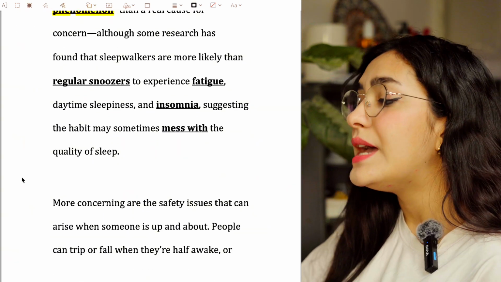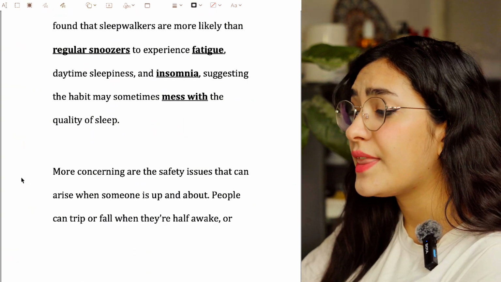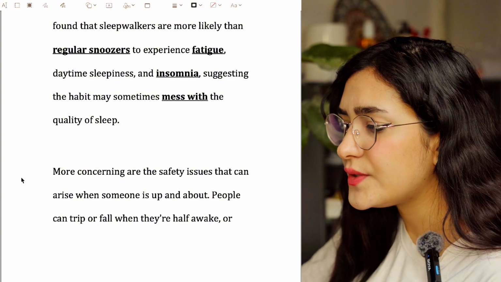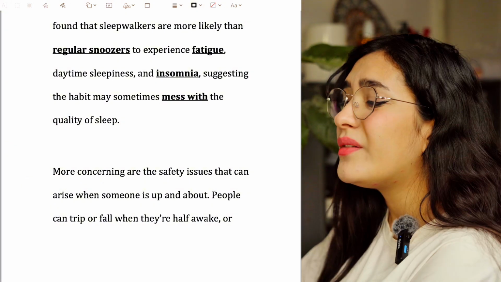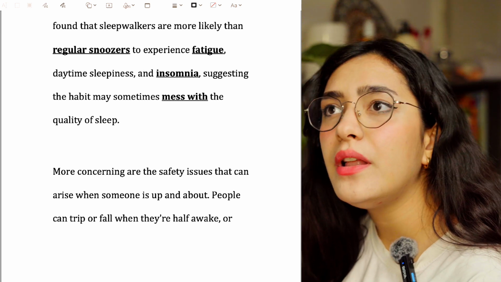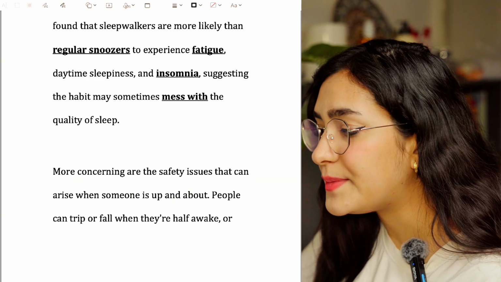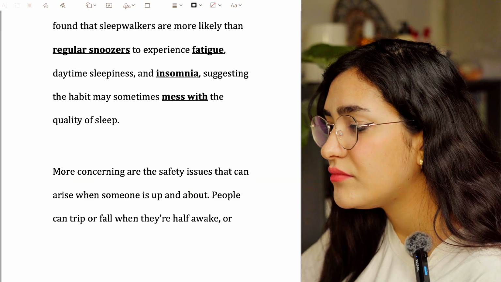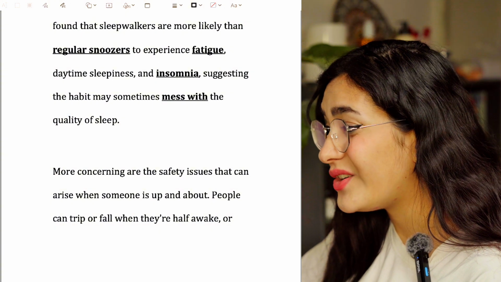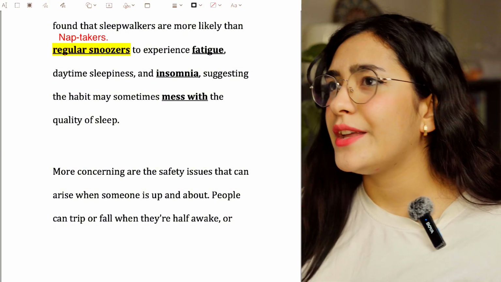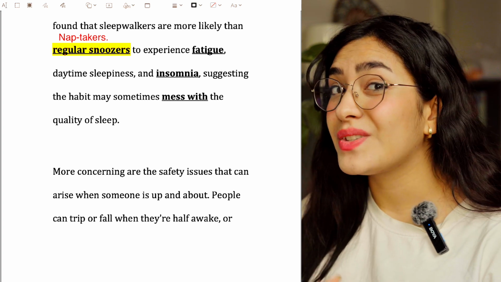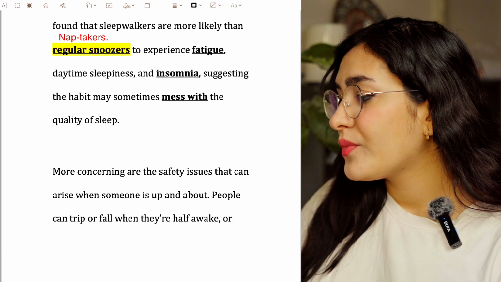So, sleepwalkers are more likely than regular snoozers. Who are regular snoozers? Regular snoozers are people who frequently take naps, or we can say nap takers. So, are you a regular snoozer? It means, are you taking naps regularly?